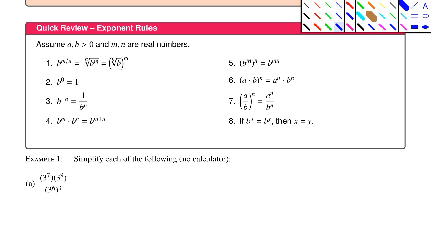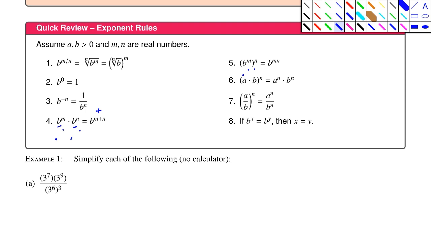Number 4, b to the m times b to the n is equal to b raised to the m plus n power. So you add exponents when they're multiplied with the same base. So I think of this as base, exponent, add the exponents. Now if you have base, exponent, exponent, then you multiply the exponents. So b to the m, then raised to the n power, is b to the mn power.